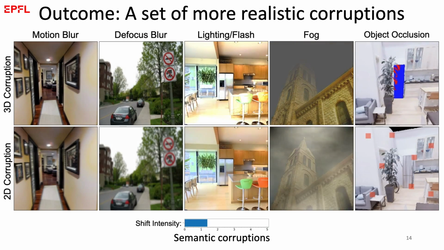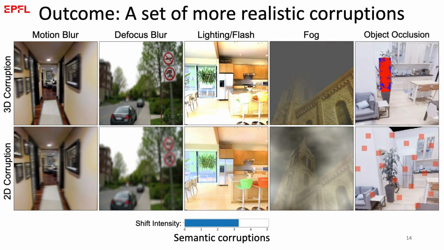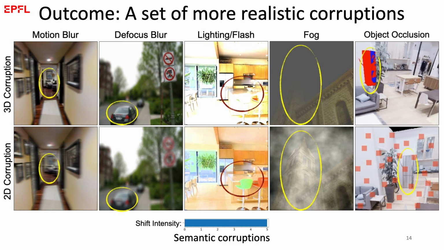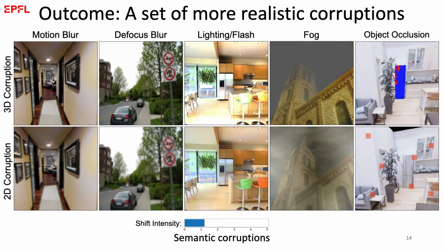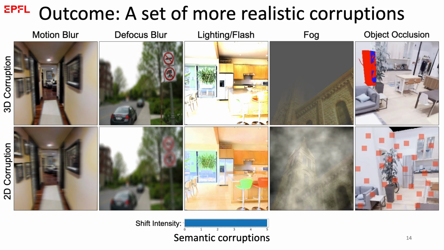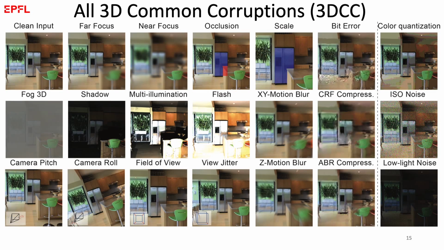In the 3D case, occlusions also occur naturally, for example, plant occluding the fridge here. This is possible in our case by placing the camera in the scene in a particular way so that one object occludes the desired object by a desired ratio as shown here. Note that this is quite different than the commonly used 2D occlusion at the bottom that drops random patches, which is unnatural. This is an example of a new class of corruptions that we introduced in this paper, called semantic corruptions. In total, we created 20 different corruptions, which we named as 3D common corruptions, or 3DCC in short.